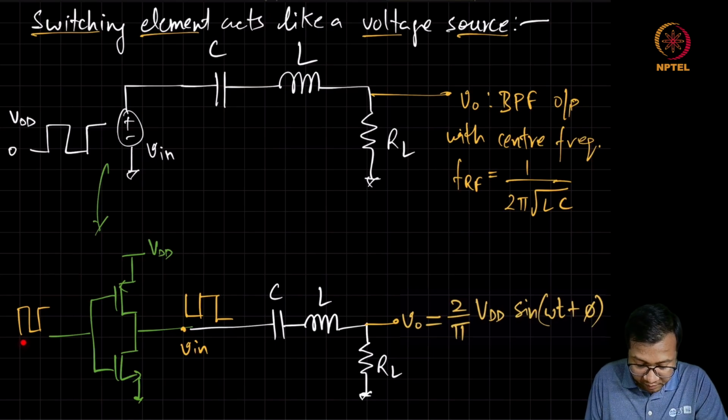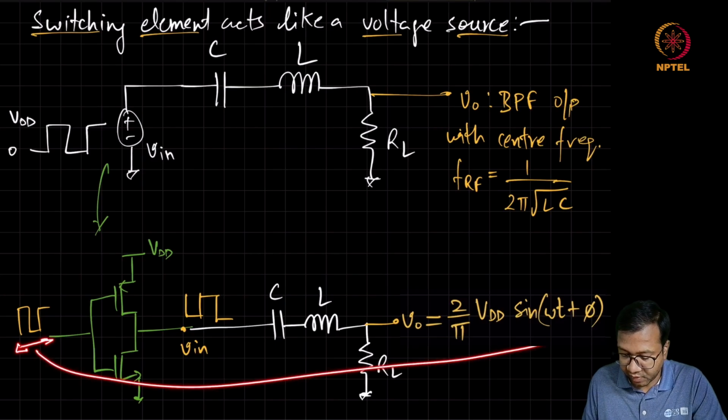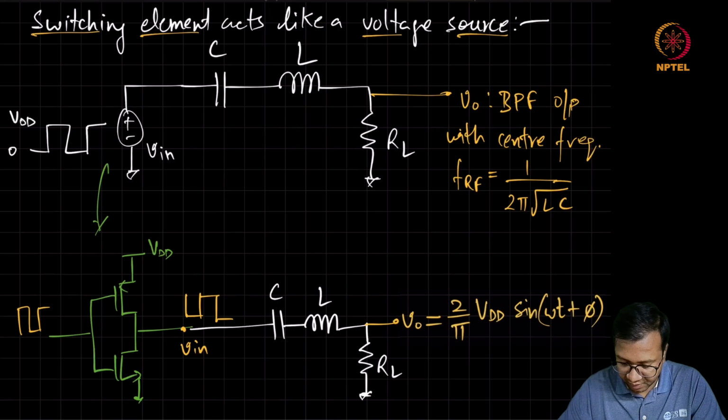By controlling the phase of this square wave, we can actually control the phase of the output. So this we have already seen that in the case of switching amplifiers, we can control the phase modulation, but there is no control over the amplitude or the envelope of the output signal.